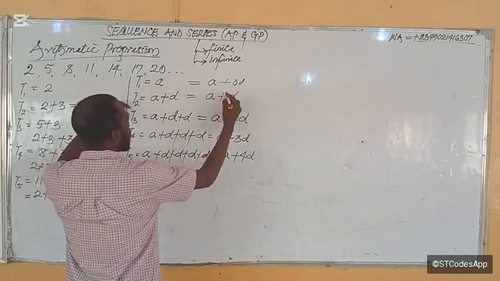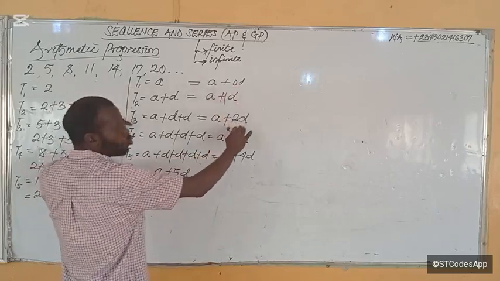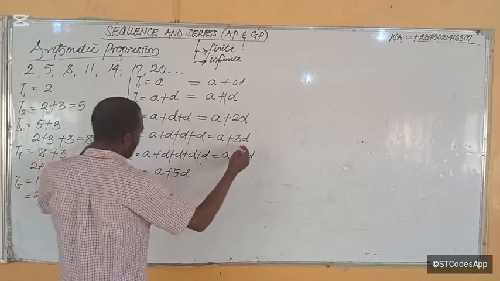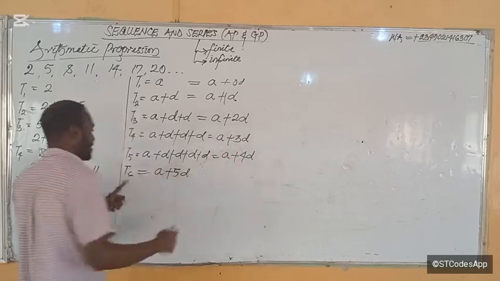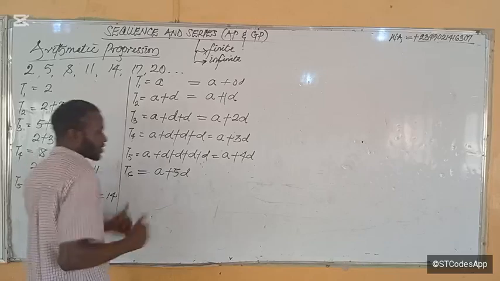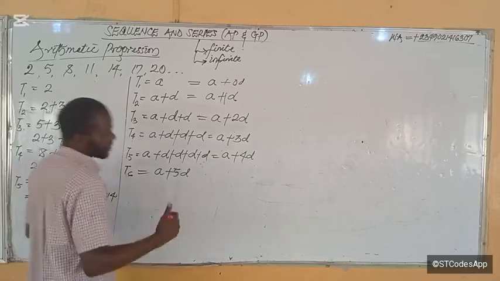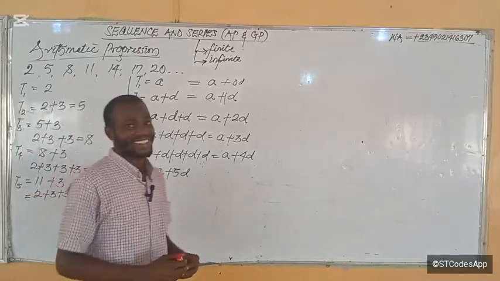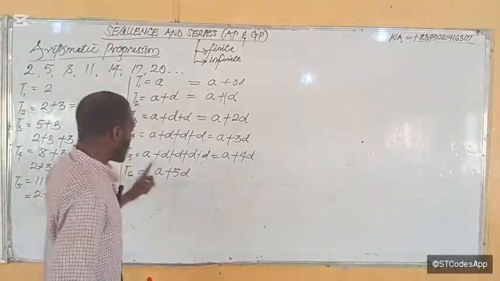Following that, T1 was A plus no D. T2 is now A plus 1D. T3 is now A plus 2D. T4 is A plus 3D. T5 is A plus 4D. T6 is A plus 5D. T7 is A plus 6D. T8 is A plus 7D. Do you understand now? So that's the way it's going, right?